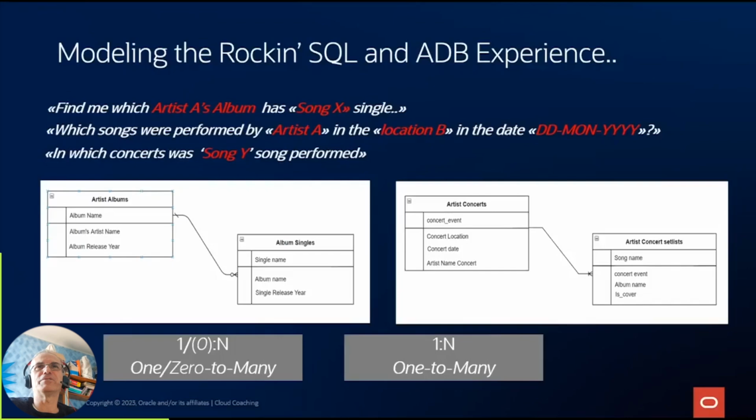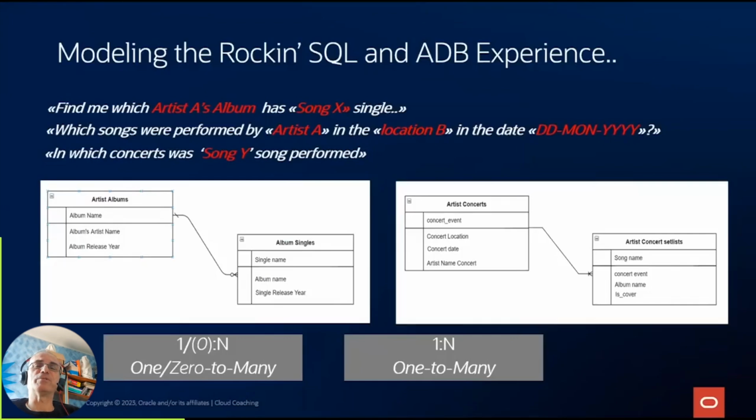For example, the first intuitive one for me was: find me which albums of a given artist have a given song X as a single. Given that a single belongs to an album, it is not always this way, but we keep it simple. A given album can have more than one single. So the first entity relationship association I can imagine is a one-to-many between these two entities.